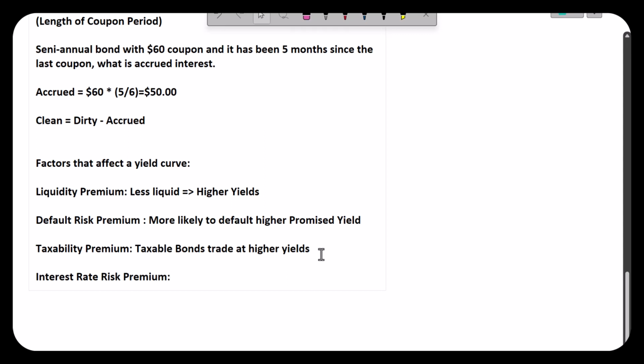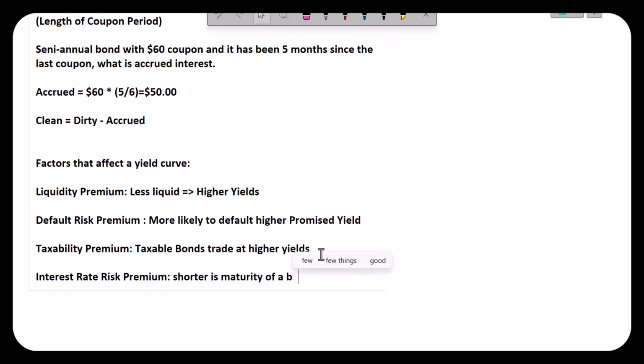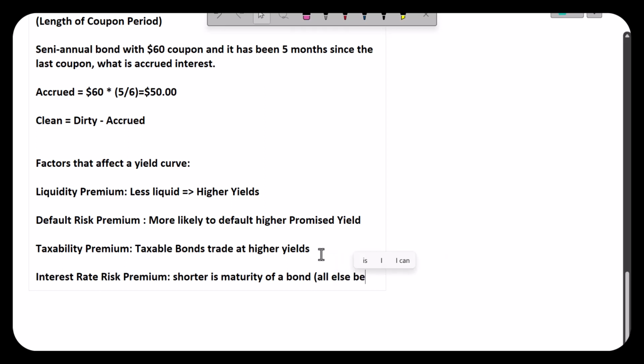As we have talked about in the first lecture on chapter 6, the shorter the maturity of a bond, all else being the same, the less the interest rate risk. So let's say you have two 5% coupon bonds. One of them is for 2 years, the other is for 30 years.